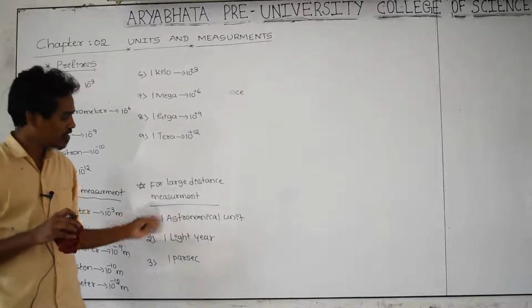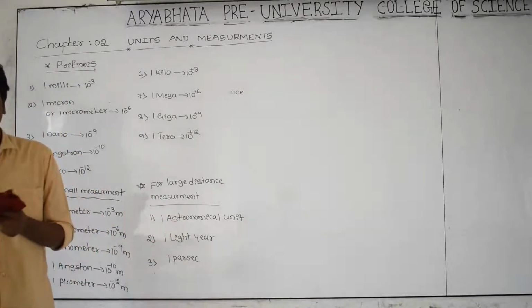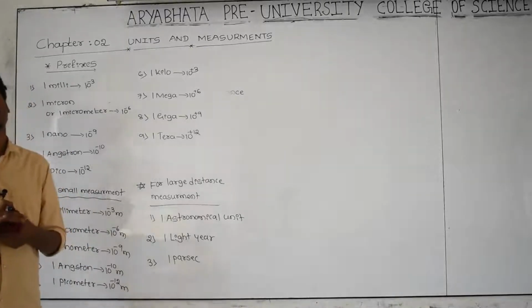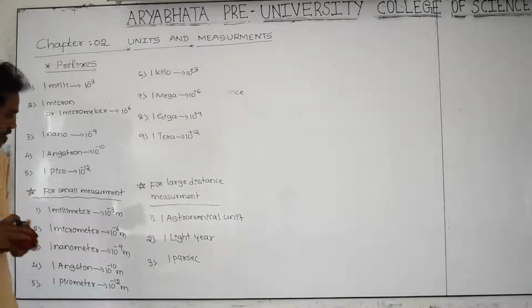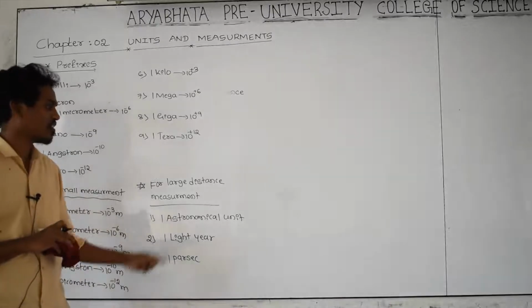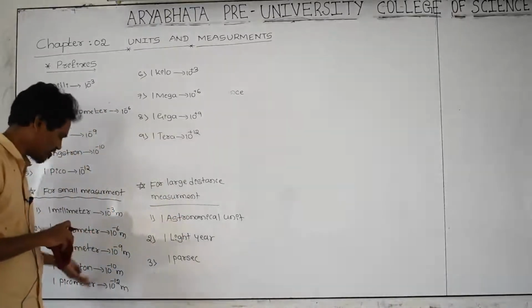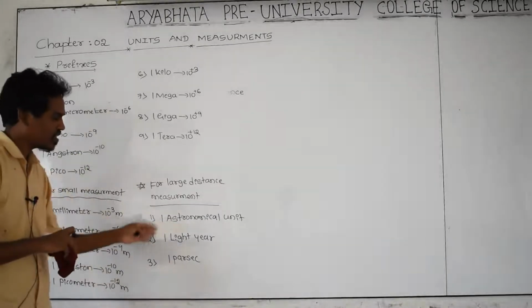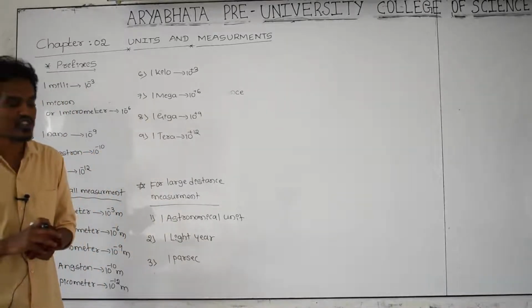These are all the units that we are going to use for the measurement of very large distance, and these are the units, the practical units, for very small distance measurement. This is just on the basis of prefixes, but these are the units we are going to use for the measurement of very large distance.